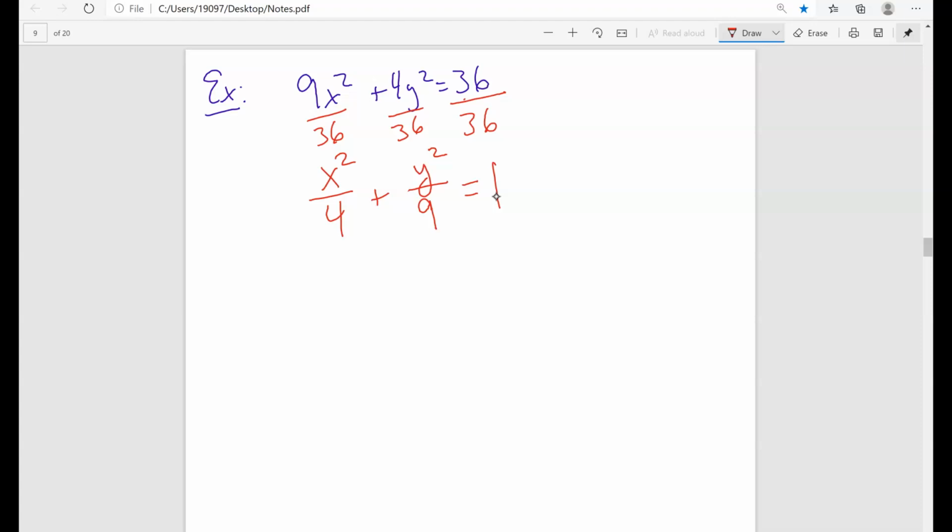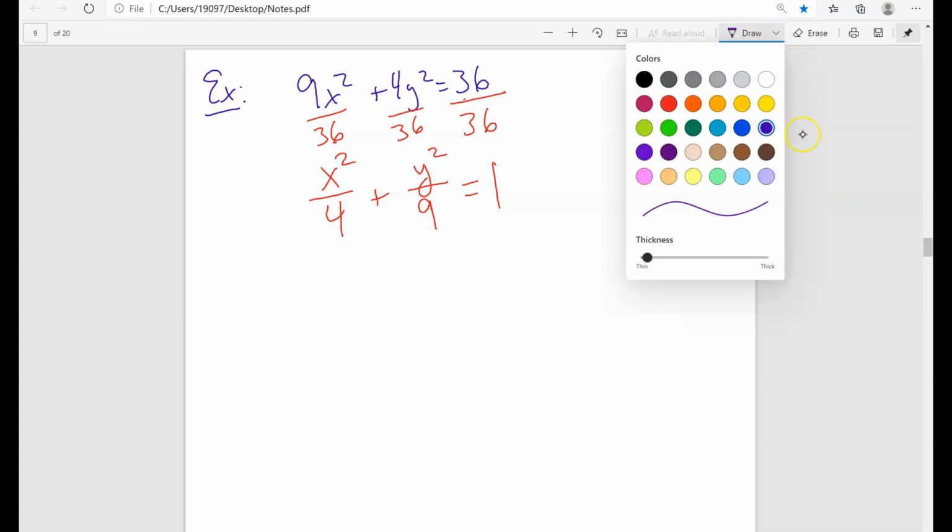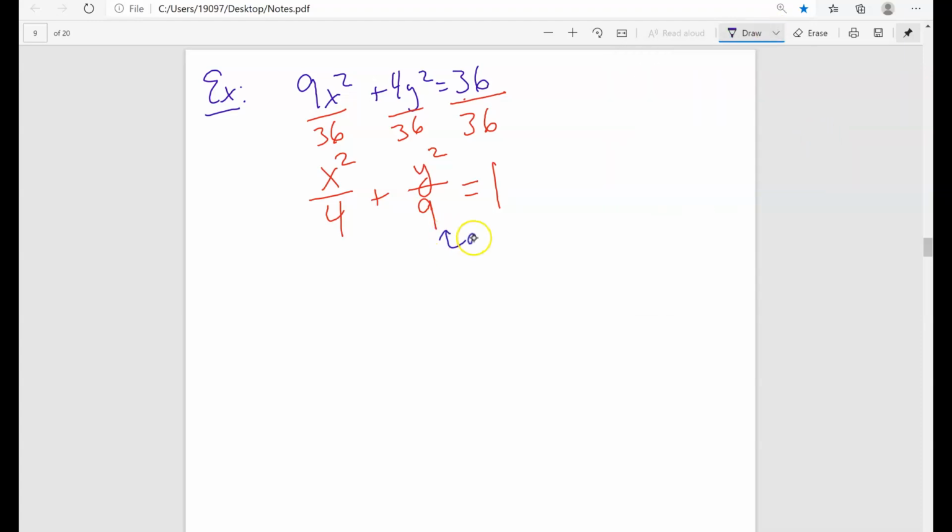So notice now that the biggest side is now 9. So this guy now is my a squared, and this guy now is my b squared. So now what I have is a graph that is vertical. It's going to be 3 units up in the y direction, and then it's going to be 2 units, because that's the square root of 4, in the x direction. So now my graph looks like this.